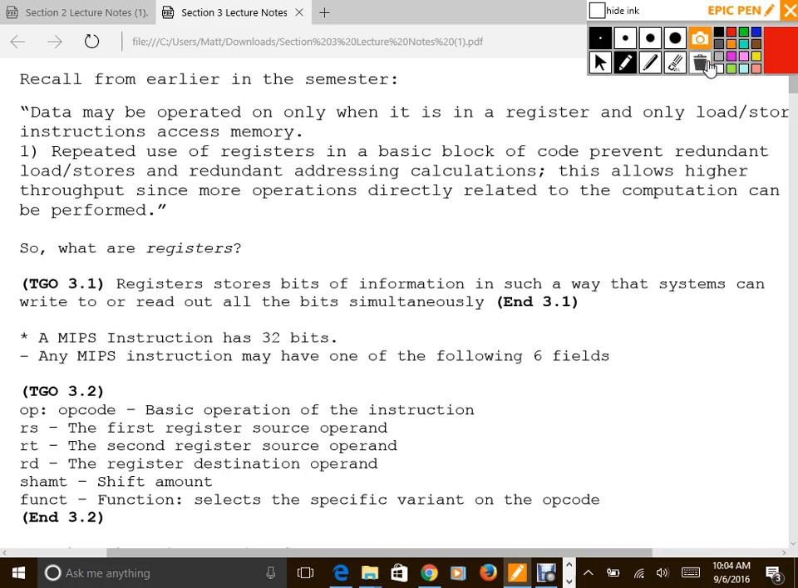So in MIPS, we have 32 bits, so therefore we have to worry about all 32 going out at the same time. Now, recall from the first lecture, I went through this whole thing about instruction fetch, instruction decode, execute, memory, and write back, correct? So in order to actually determine which registers we're going to use, we have to know the format of a MIPS instruction. So it's broken down as such in 3.2.